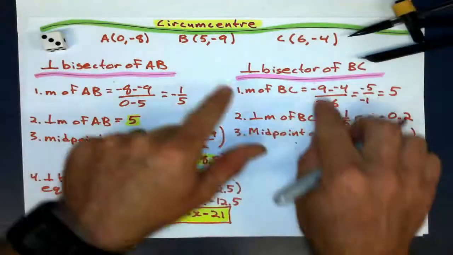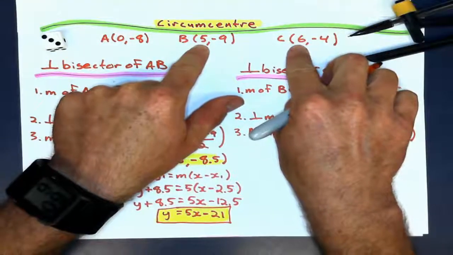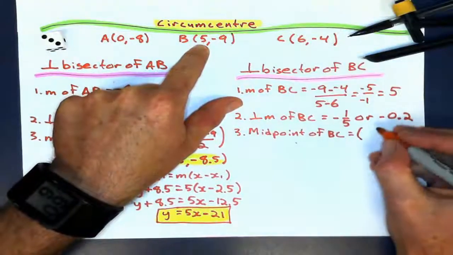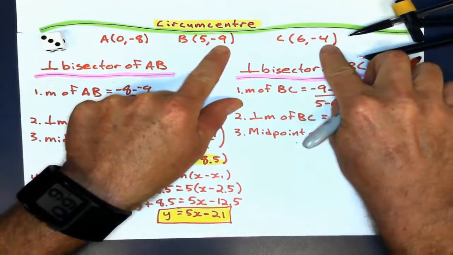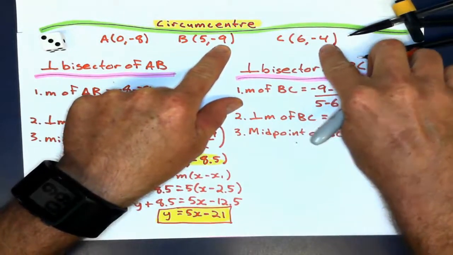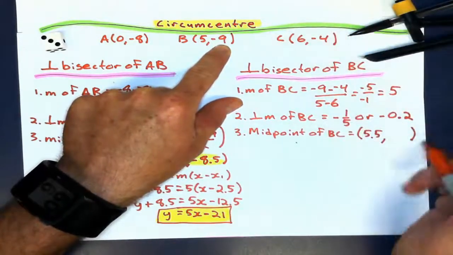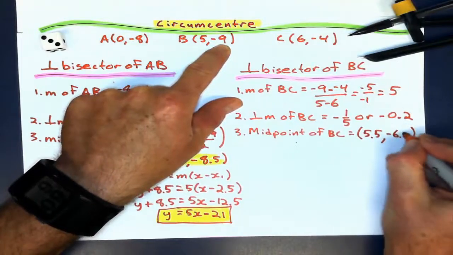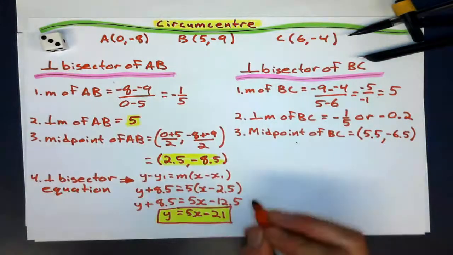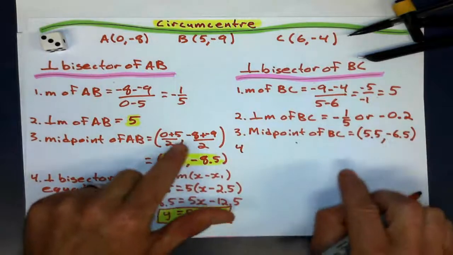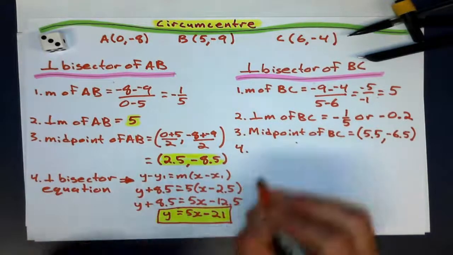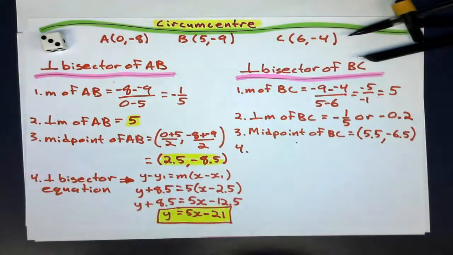Next step, midpoint of BC. Again, it's the average of the x-coordinates. 5 plus 6 divided by 2 is 5.5. And the mean average of the y-coordinates. Negative 9 plus negative 4, and then halve that. And I think I get negative 6.5 for the midpoint. And finally, I didn't show the working on there like I did here, but it's the same process. Now I'm ready for the equation.